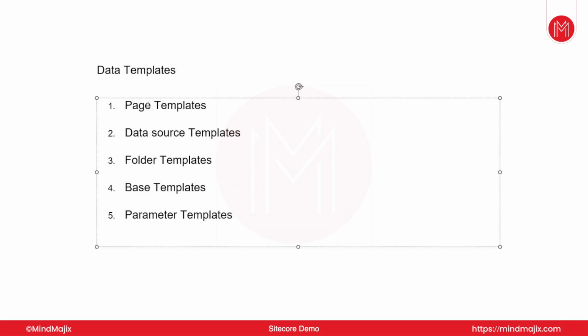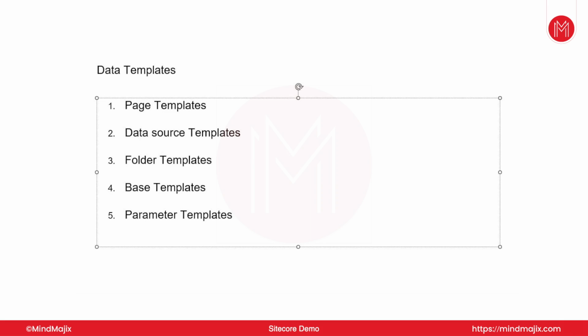Page template, sorry. So page template, this is the data source template. So about folder templates, what are folder templates? Folder templates do not have any fields like how we have seen here: single line text, multi-line text, or image. These do not have any fields.